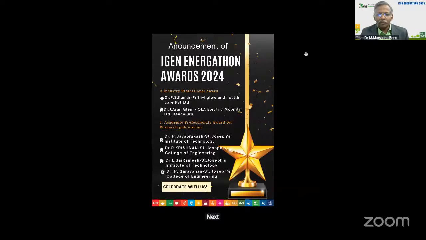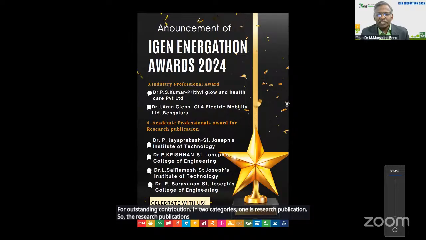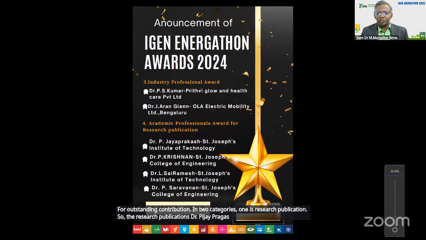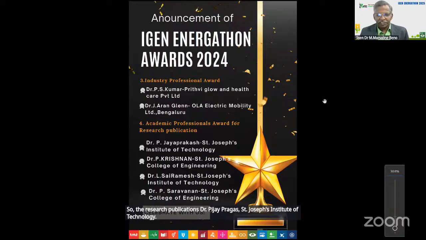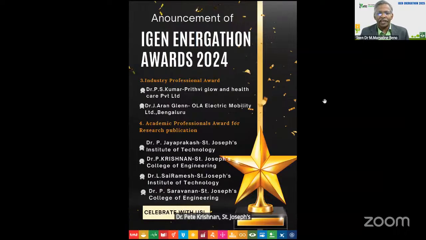Next, the fourth category, Academic Professionals Award, for outstanding contribution in two categories, the first being research publication. The winners are Dr. P. Jayaprakash, St. Joseph's Institute of Technology, Dr. P. Krishnan, St. Joseph's College of Engineering, Dr. L. Sai Ramesh, St. Joseph's Institute of Technology, and Dr. P. Saravanan, St. Joseph's College of Engineering. Hearty congratulations to all the professors for their outstanding contribution to sustainability research.